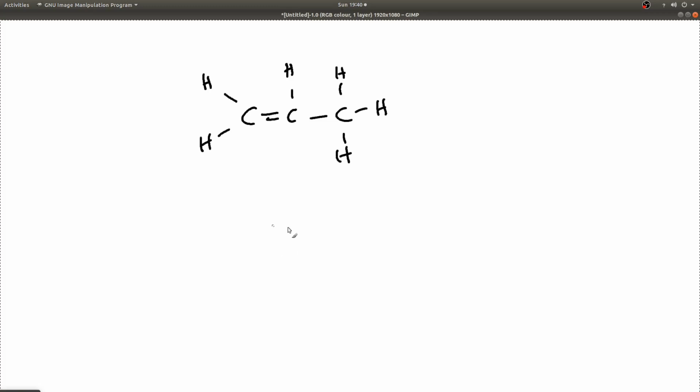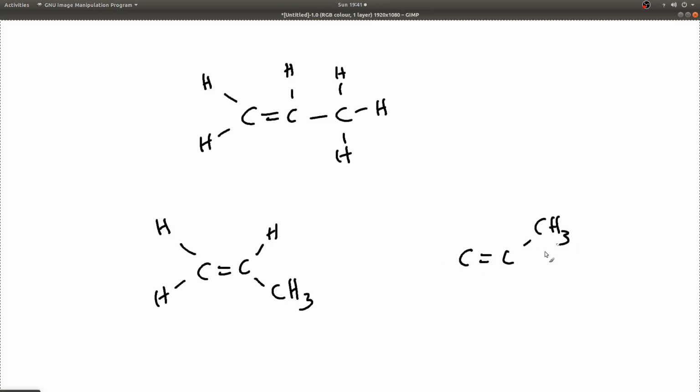What about propene then? Would that show geometric isomerism? Well, again, let's draw out the bonds that are attached to the carbons in the double bond. We've got a hydrogen there, we've got a hydrogen there, we've got a hydrogen here, we've got a CH3 group there. Would that show geometric isomerism? Well, no, because each carbon in the double bond has got to have different groups attached to it. If we were to draw this out differently, it's the same molecule.